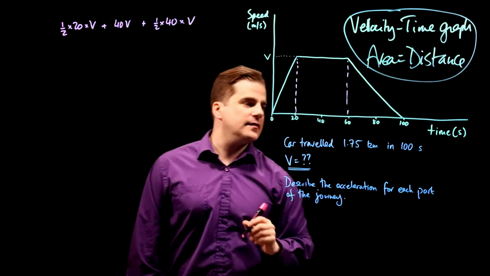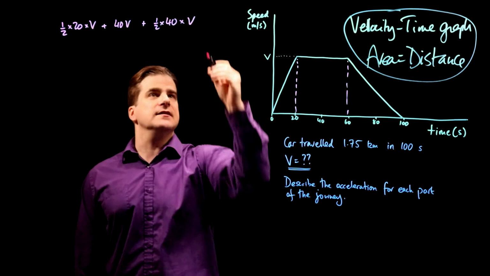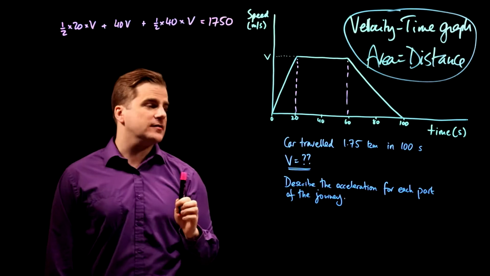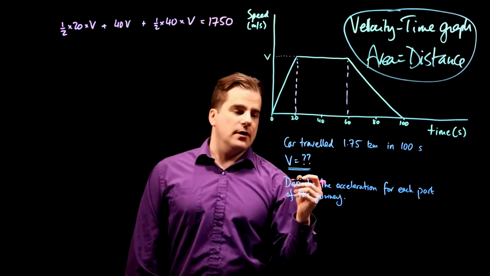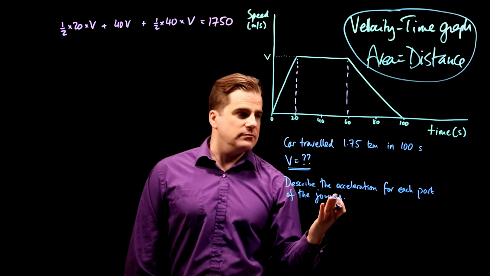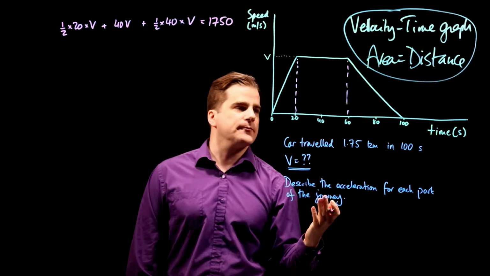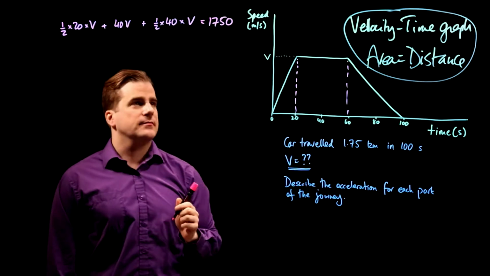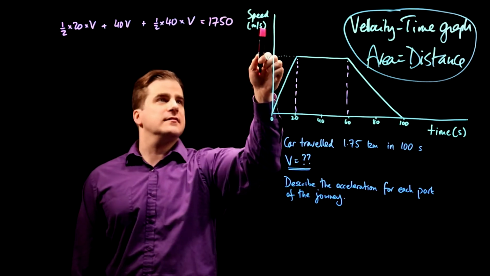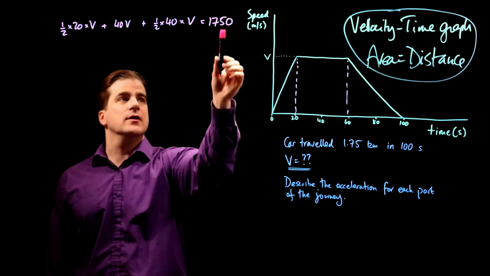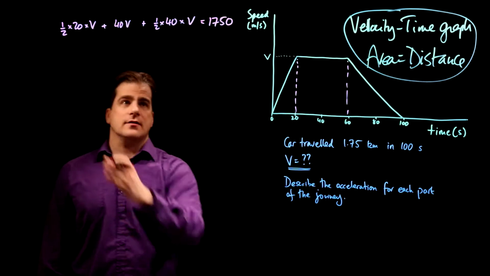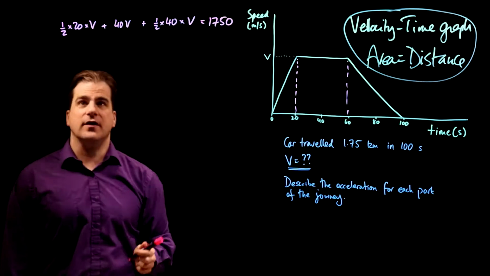And the distance is 1.75 kilometers, which is 1,750 meters. And we're going to work in meters because the velocity is in meters per second. Time in seconds, distance, velocity in meters per second, so convert to meters. Good. Right, so we've basically done it now. We just need to solve that and find v.